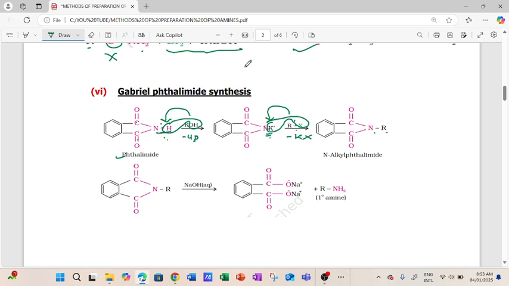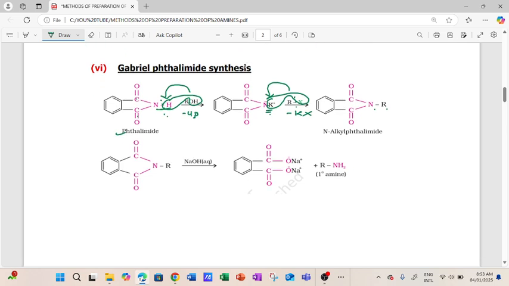After that, you take the alkyl phthalimide and react it with NaOH. You need to take 2 molecules of NaOH. To show the reaction I am writing NaOH 2 times, and the R-N will go with these 2 hydrogen atoms of NaOH. We get RNH2, that is, a primary amine.